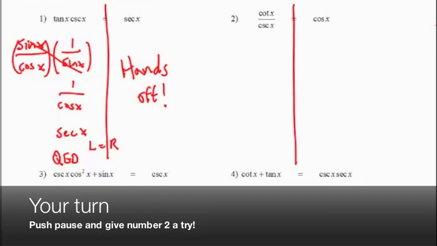Let's take a look at number 2. I'm not going to do it myself. I'm going to let you do it, but again, think about it in the same way. Substitute in for cotangent and cosecant, and see if you can algebraically manipulate it to cosine.